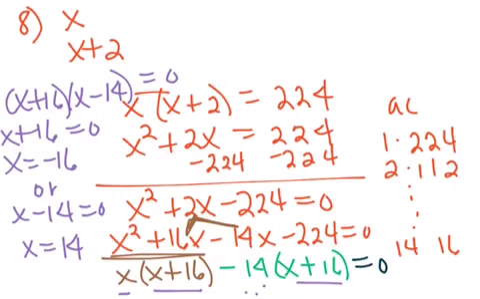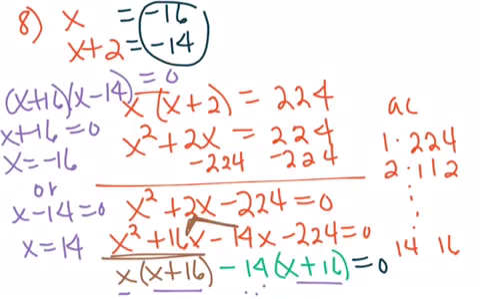Okay? Let's look at this, because your first thought is, well, I can't use the negative answer. Well, let's just check that out. If we use negative 16, negative 16 plus 2 is negative 14. Is that indeed an answer possibility? Yes, it is.